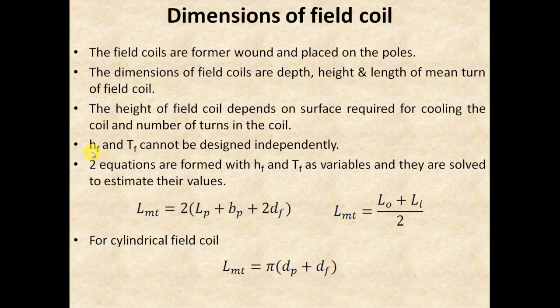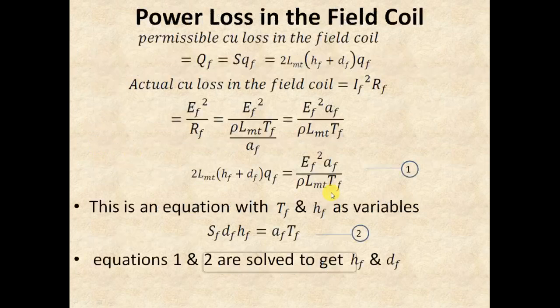As we have seen before, the height of field winding and the number of turns which are present in the field coil both cannot be designed independently. So in order to find the values of HF and TF, we have to create two equations relating these two terms. Then further solving those two equations, we can easily find the values of HF and TF. By equating this power loss terms, we have formed the first equation.